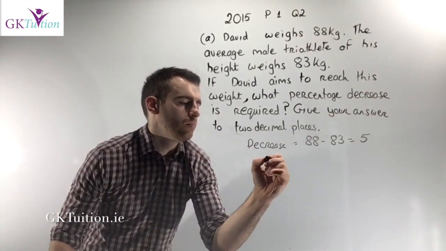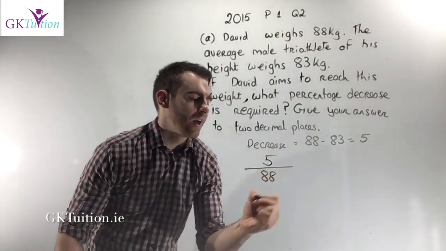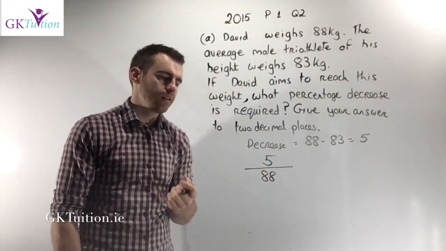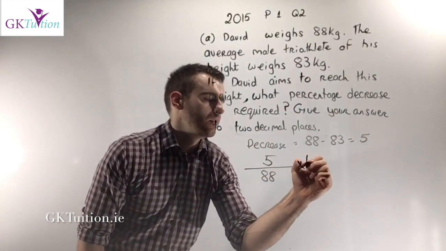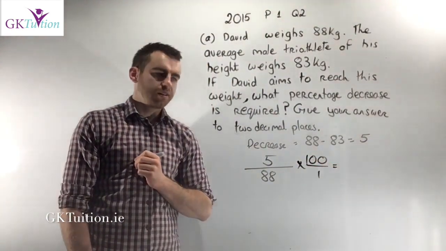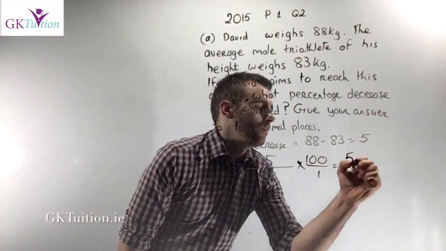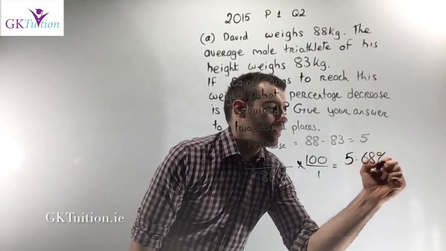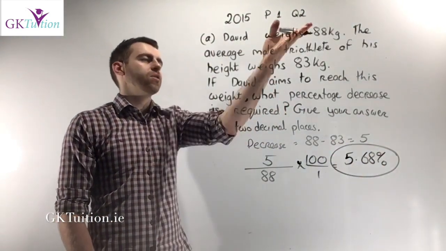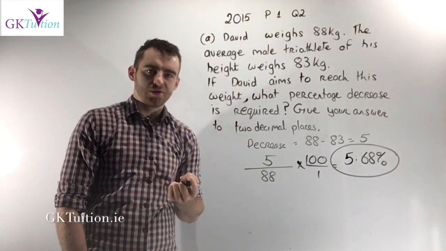So in this case, it's going to be 5, the amount of weight he wants to lose, divided by his actual weight. I want to get 5 as a percentage of his starting weight, and to turn things into percentages, we multiply by 100 over 1. If you plug that into your calculator, the question asks you to leave it to 2 decimal places, so your answer is going to be 5.68%. The percentage decrease, if he went from his original weight down to 83, would be a 5.68% decrease.